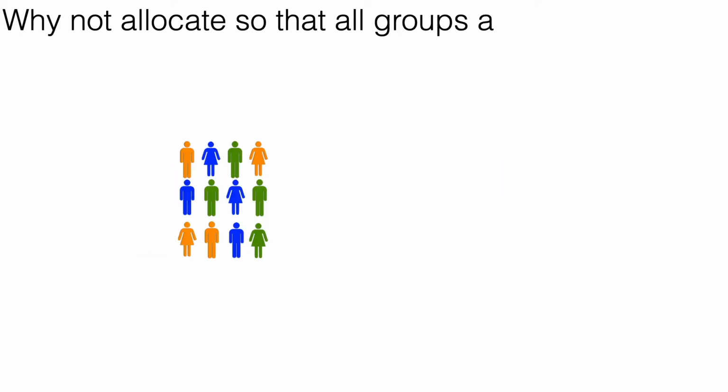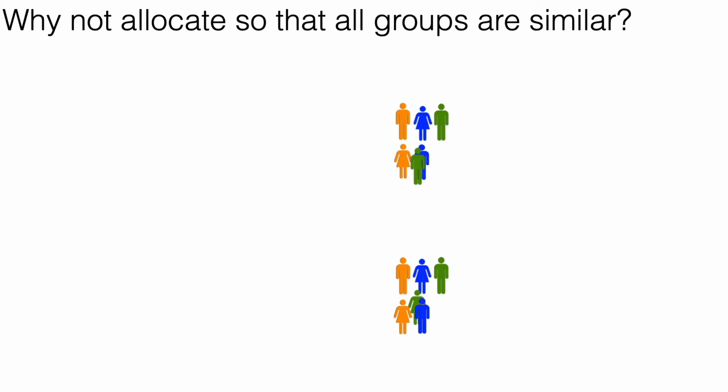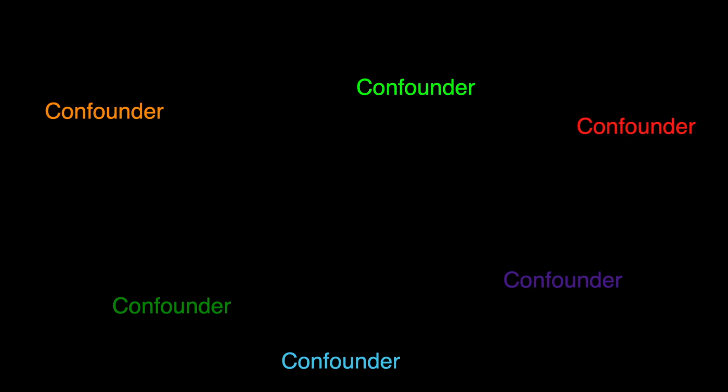Why not allocate so that all groups are similar? It seems reasonable to work out the factors we think may influence the outcome other than the intervention and then intentionally match participants. In our vitamin C example, we could ensure equal numbers of young, generally healthy people and older, not so healthy people in each group. The problem is that there may be other important factors that we don't know about that also influence recovery from the flu that our process doesn't address. Randomization is about trying to ensure both known and unknown factors are accounted for.